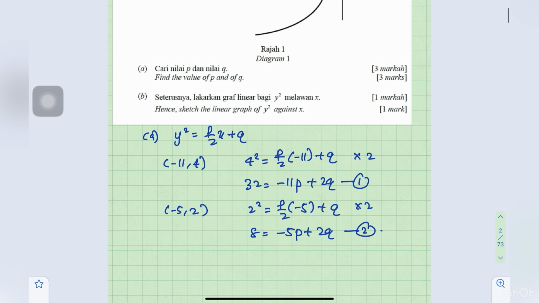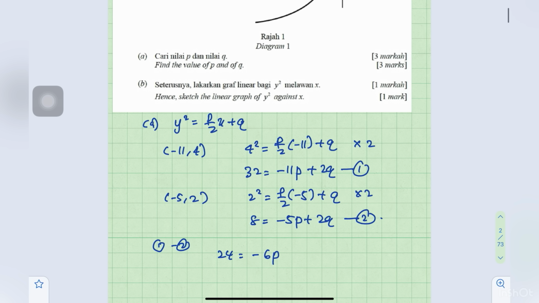Okay, so then we have 2 equations with 2 unknowns, 2 variables. So, we can solve simultaneously. Okay, maybe we can use the elimination method, 1 minus 2. So 32 minus 8 is 24, negative 11p minus negative 5p. So add, negative 11 plus 5 is negative 6p. 2q minus 2q is gone. Okay, so then we get p equals negative 4.